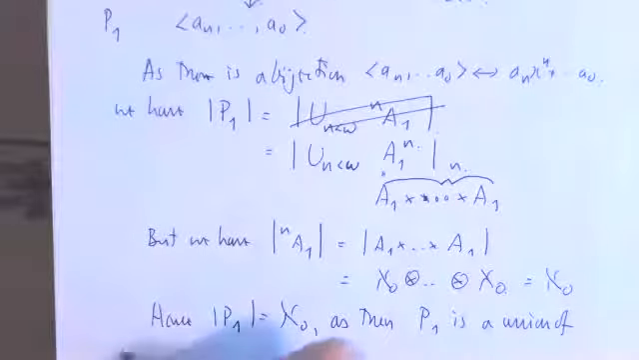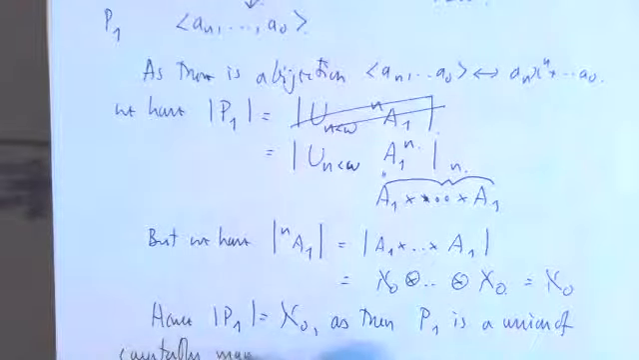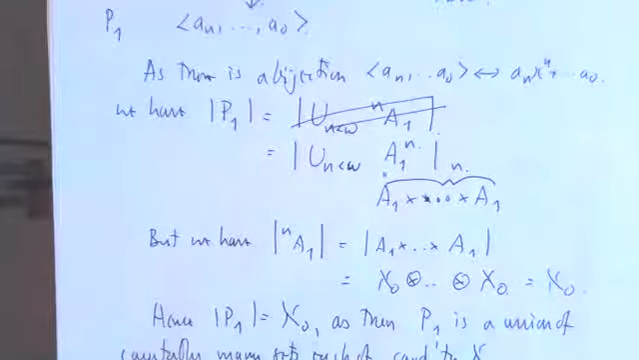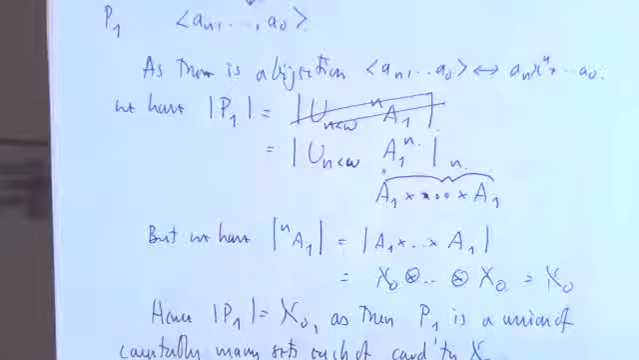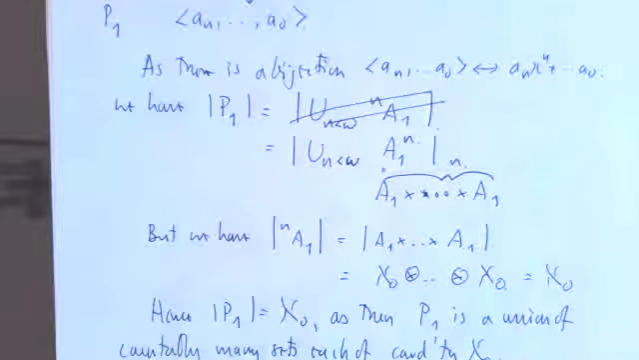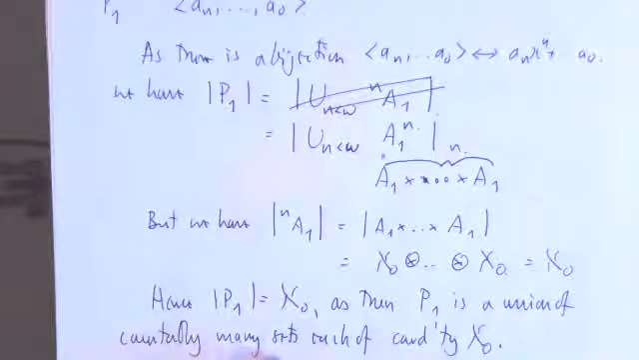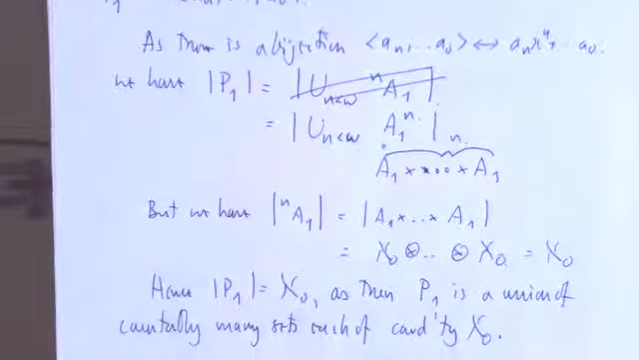It is a union of countably many sets, each of cardinality Aleph 0. So it's a countable union of countable sets. So by part 1, if you like, P1 will have cardinality Aleph 0.